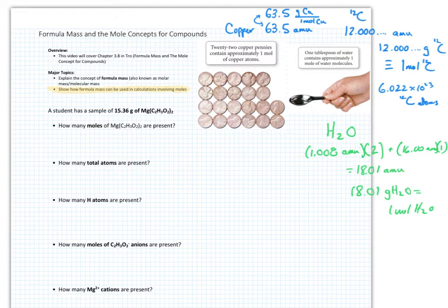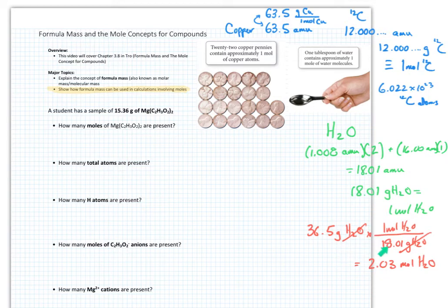So let's pretend I have 36.5 grams of water. I can find out how many moles of water I have by multiplying times this conversion factor, 18.01 grams water for every 1 mole of water. Grams of water is going to cancel grams of water, and that is going to give me 2.03 moles of water. Checking sig figs, I've got 4 sig figs here, I've got 3 here, so this should have 3 sig figs. Okay, so it's a little more than 2 moles of water in 36 grams.